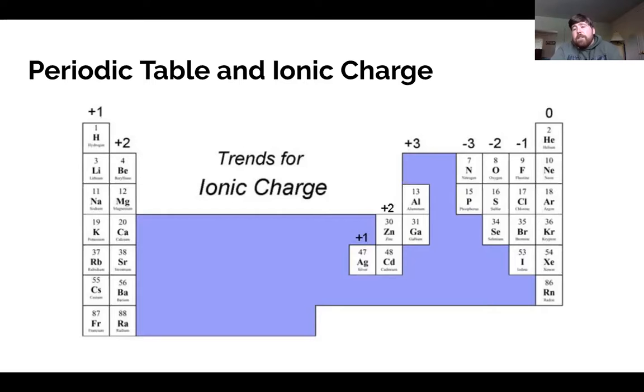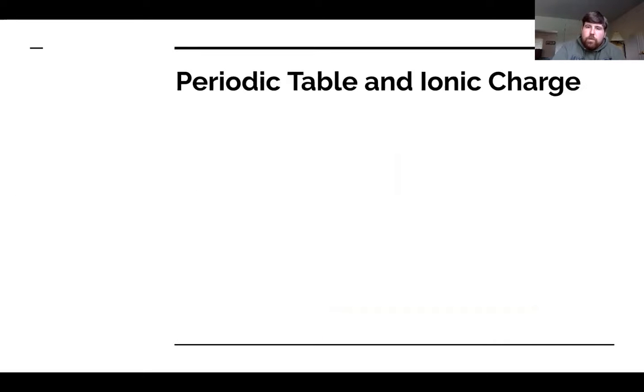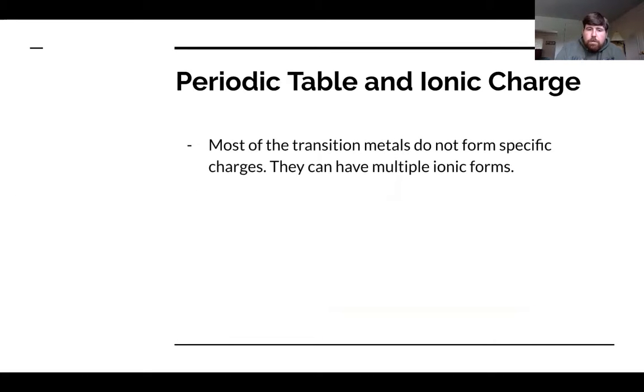And the transition metals have a specific set of rules that we're going to look at as well. So remember that most of the transition metals do not form specific charges. They do not have specific numbers of electrons that they lose, and they can have multiple ionic forms. So for example, iron can either be +2 because it lost 2 electrons, or it can be +3 because it lost 3.